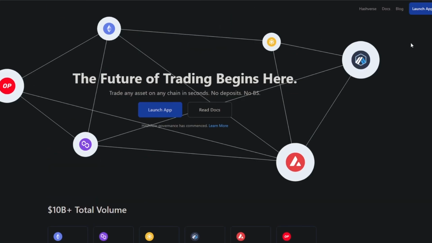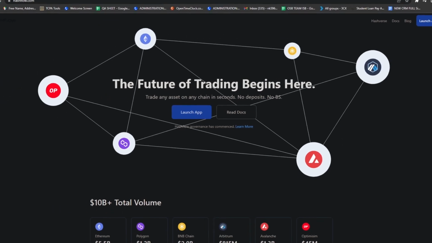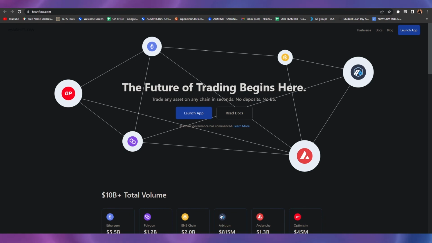So you're going to go to launch app, and once you launch the app, you will be able to use it. Basically it's a very good decentralized exchange focusing on interoperability, where you connect your wallet. The best part of hashflow.com is that there is no risk and zero charge. So basically it's a better version of all these platforms. So you're going to go with that platform.